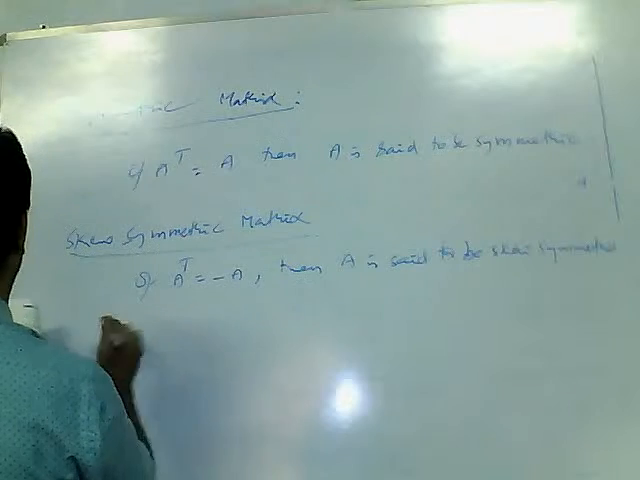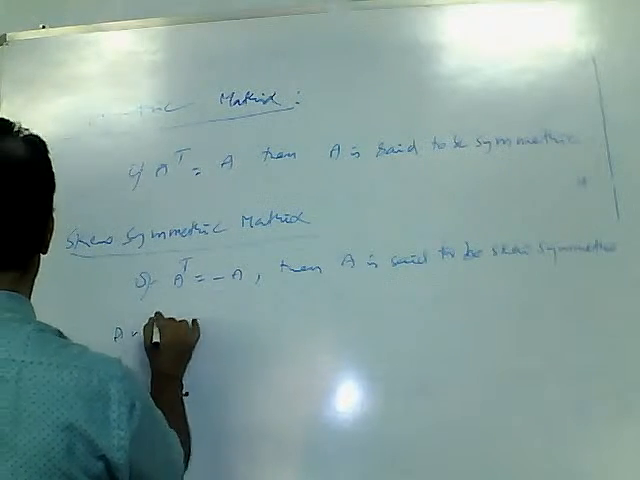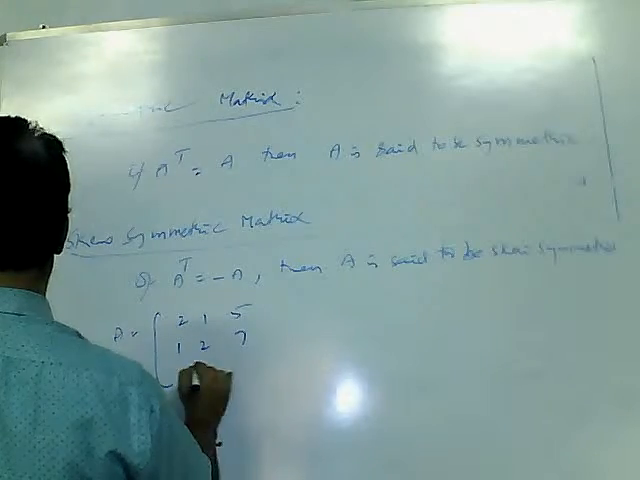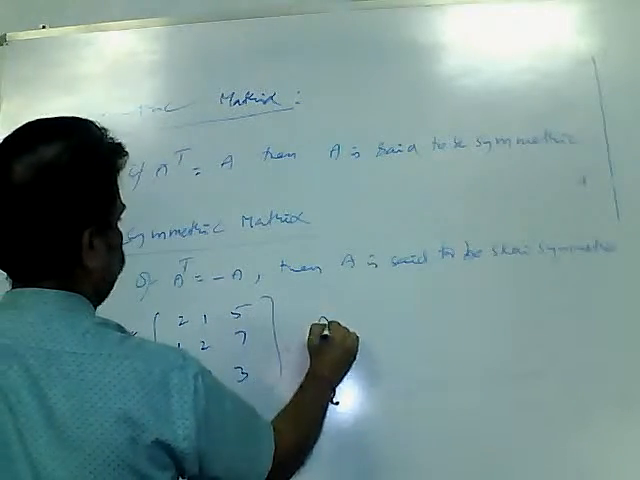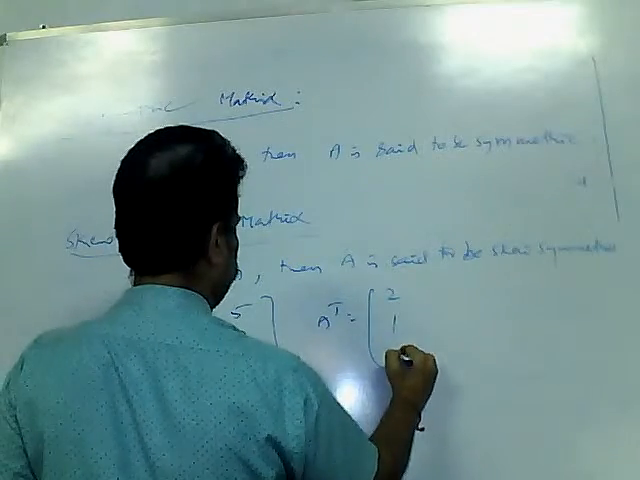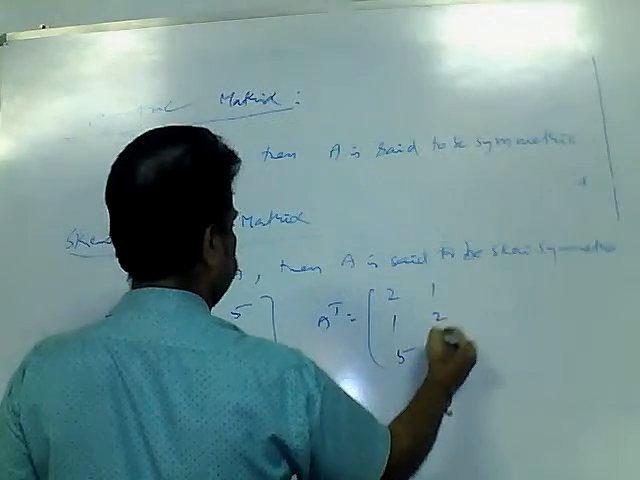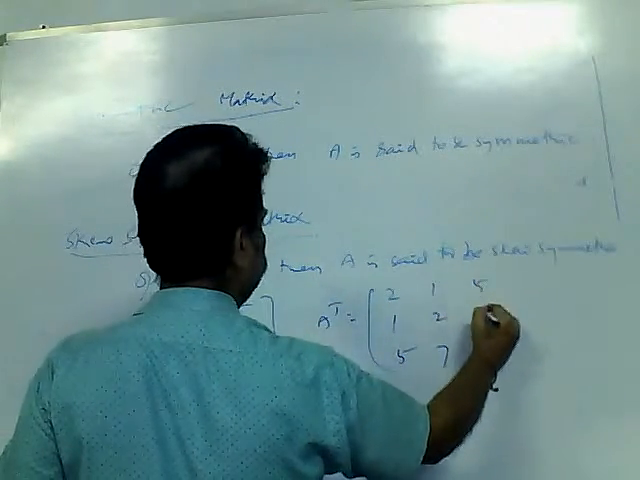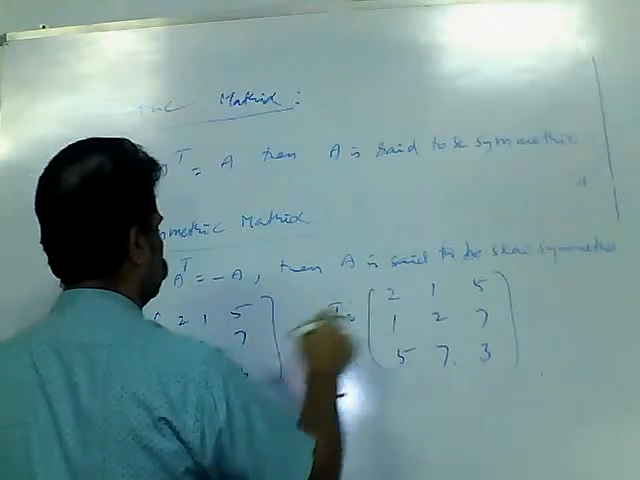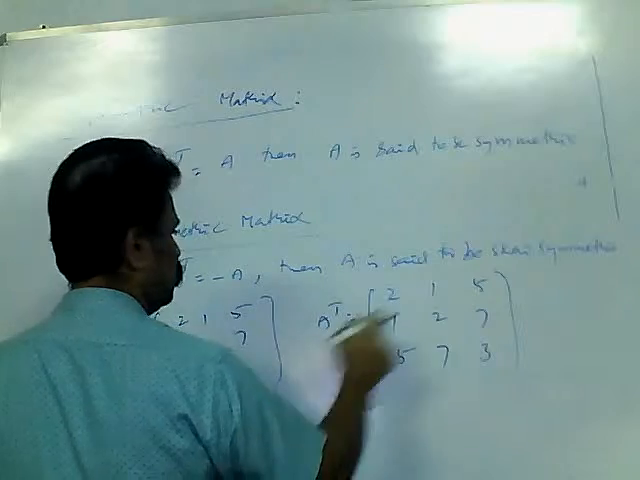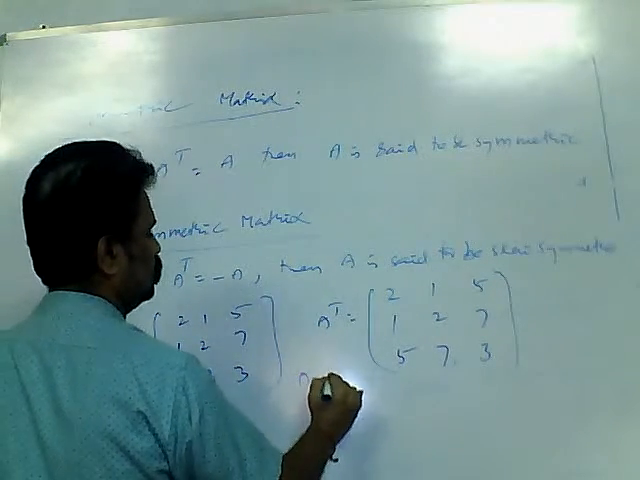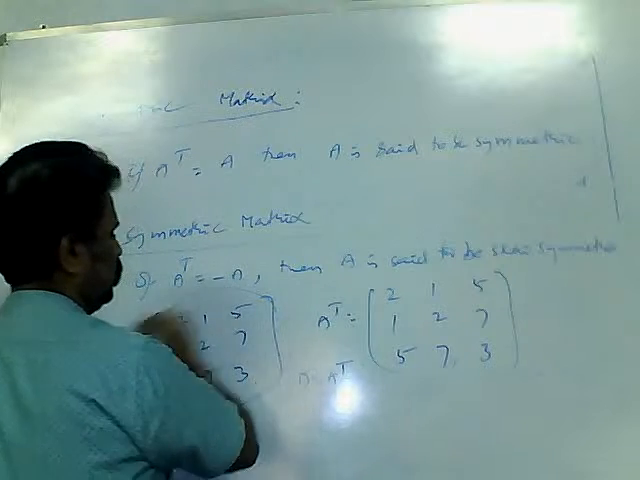See here, I am taking an example. A is equal to 2 1 5, 1 2 7, 5 7 3. So A transpose I can take as rows becoming columns: 2 1 5, 1 2 7, and 5 7 3. Now see here, both are same only. I interchange rows to columns. First row becomes first column, second row becomes second column, third row becomes third column, but both are equal. So here A is equal to A transpose, then this is called a symmetric matrix.